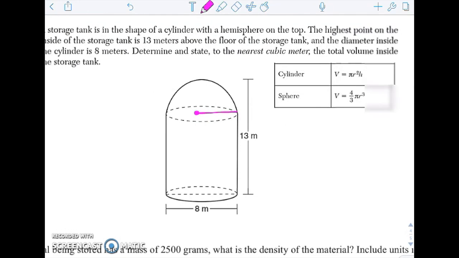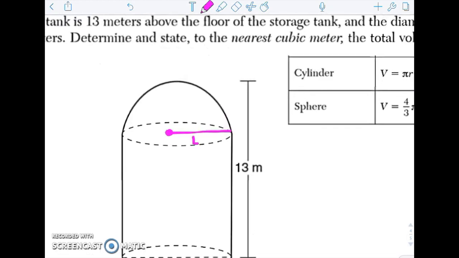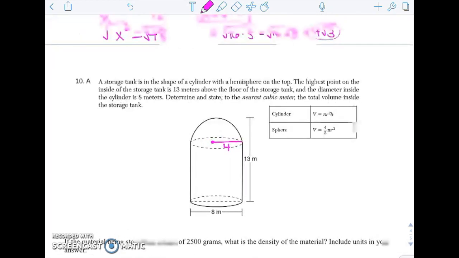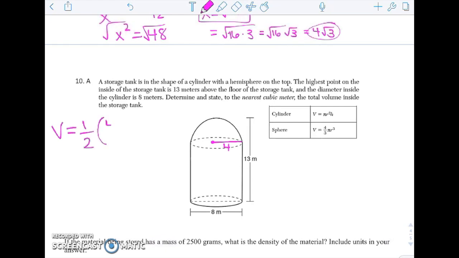And I see here that my diameter is 8 on the bottom, so that means my radius is 4. So for the hemisphere, volume is half of 4/3 pi r cubed. And then for the cylinder, volume is pi r squared h. And the difficulty for a lot of people comes in figuring out what h is here.